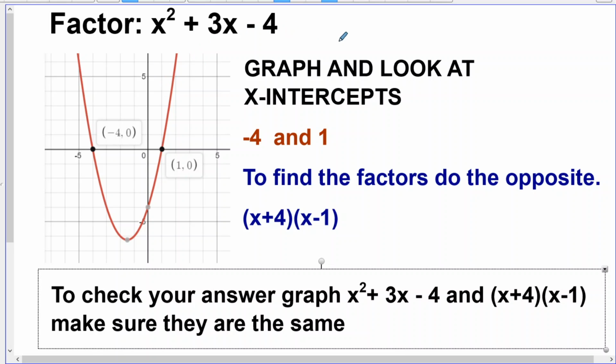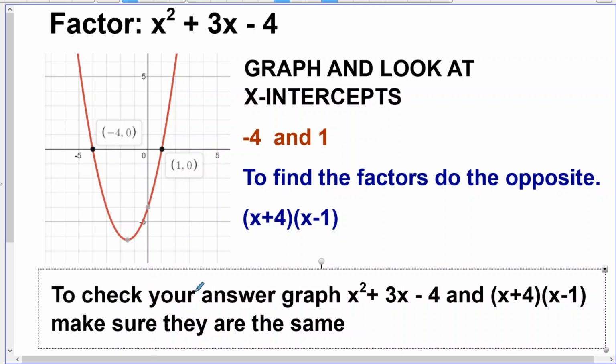The method we're going to use is all using the technology. So what we're going to do is graph the equation and look at the x-intercepts. It's the same picture, I just highlighted the x-intercepts this time. So -4 and 1. Now to find the factors, all we have to do is the opposite of what it says here, as in we change the sign. So if it says -4, I'm going to put +4. If it says +1, I'm going to put -1. And I'm going to put them both in parentheses. And remember, that's what factoring is about: what two things do I multiply together to get this answer here?